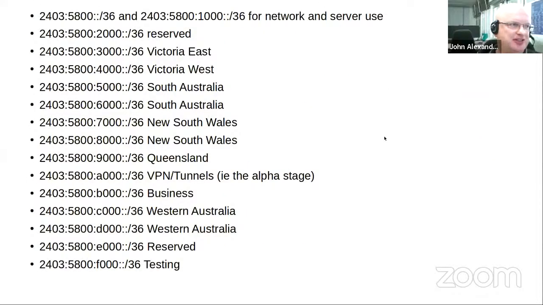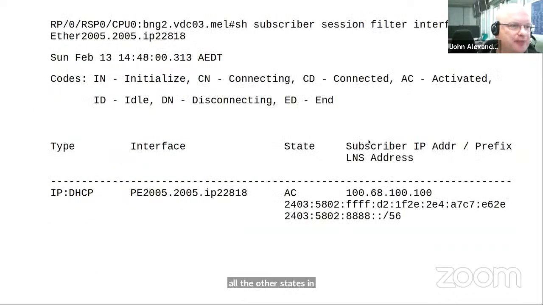As you can see there, the first part was for our network and servers and so on, and then we divided the rest of our /32 into /36 ranges so that we could handle it more easily within our network. You can see the VPN tunnels. What we had originally was the A000 network. All the other states then had the /36s.